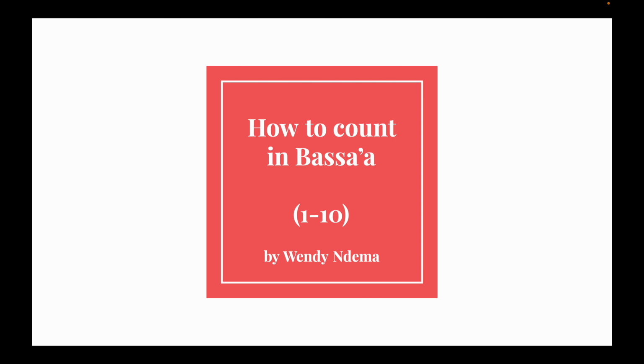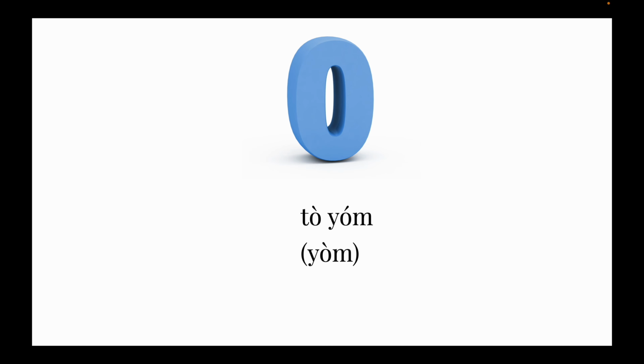Let's start. This is how to count in Bassa'a from 1 to 10. Pretty simple, and let's go. To say 0 in Bassa'a, you say toyom, toyom, toyom. These accents are very, very important.